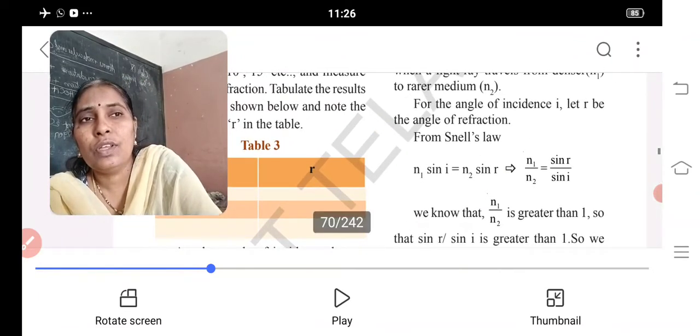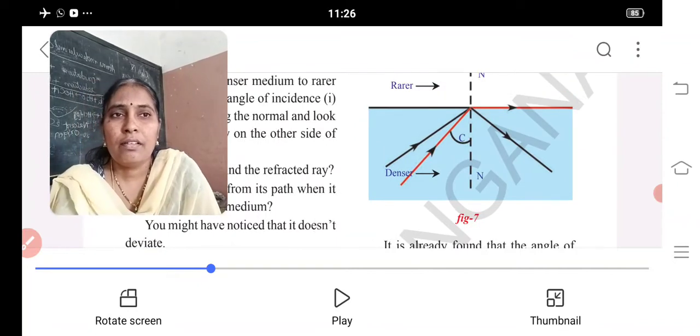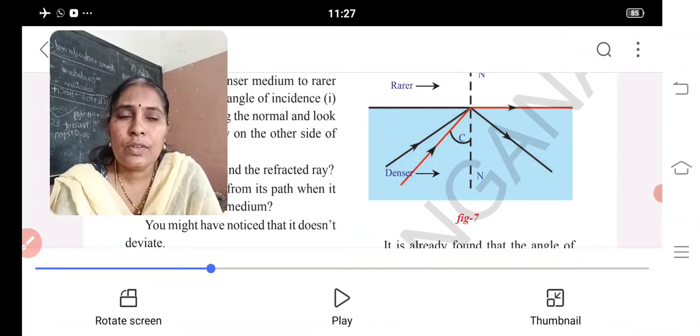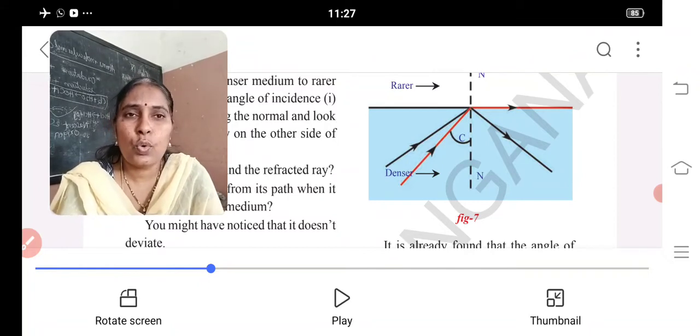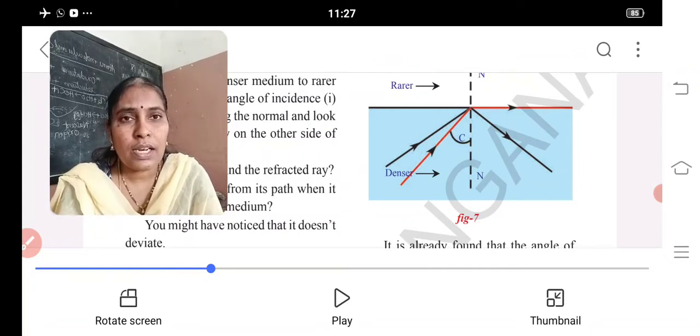Every time when we focus, see, this is one red color light. So the light ray is entering from the denser medium to the rarer medium. All the rays are not entering into the rarer medium, but one particular ray is grazing the interface, and such angle of incidence is known as the critical angle. For a particular angle of incidence, a refracted ray grazes the interface instead of entering into the other medium. Such a particular angle of incidence is said to be the critical angle.